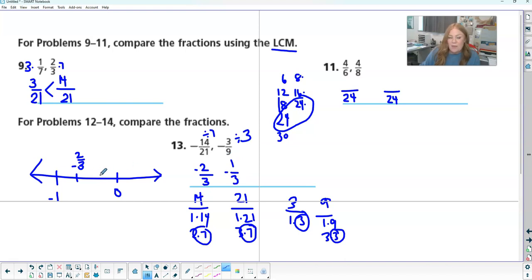So that's only 1/3. So now I can see that this one is bigger because it's farther to the right than -2/3. So if we're just comparing 2/3 and 1/3, or we're comparing their values, 2/3 sounds bigger. But because they're negatives, this person has less than this person.